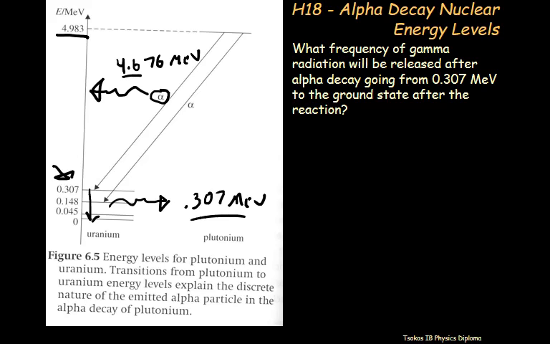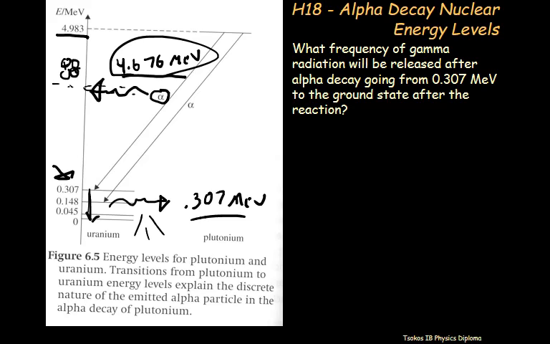And here, I may have misspoken: this is an alpha particle shooting out, not a photon. So this is an actual alpha particle, 2 protons, 2 neutrons, shooting out with this much energy, and then the nucleus shoots out a photon, which is light, with this much energy.